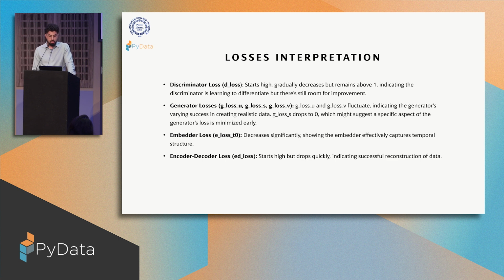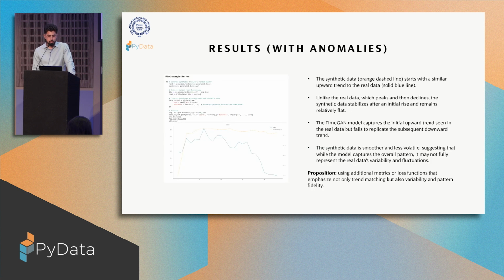The embedder loss decreases significantly, showing that it effectively captures temporal structures. And the encoder-decoder loss is the loss that I didn't mention already about the detector, because we created an autoencoder to detect the anomalies. It starts high but drops quickly, indicating a successful reconstruction of the data. By the way, we use the threshold of 0.15 for the anomalies.